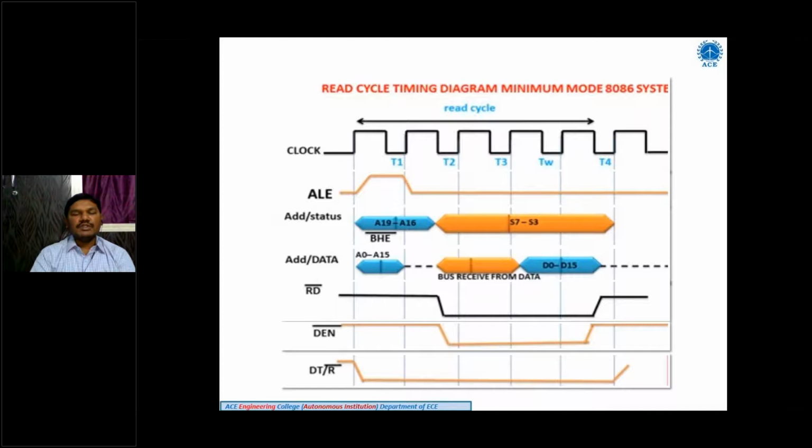So DT by R bar is low. DT by R bar means data transmit or receive. Reading means receiving, so R bar is there. So that's why this is also a low signal. So this is what we call the read cycle timing diagram. Very, very important from the examination point of view.